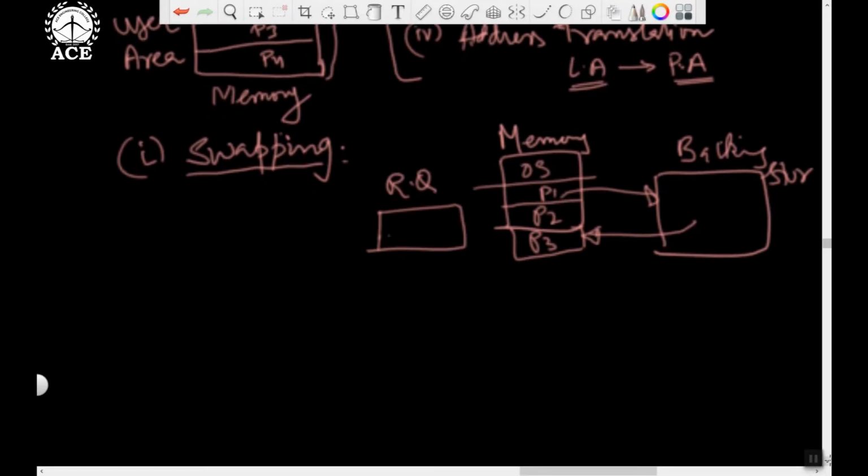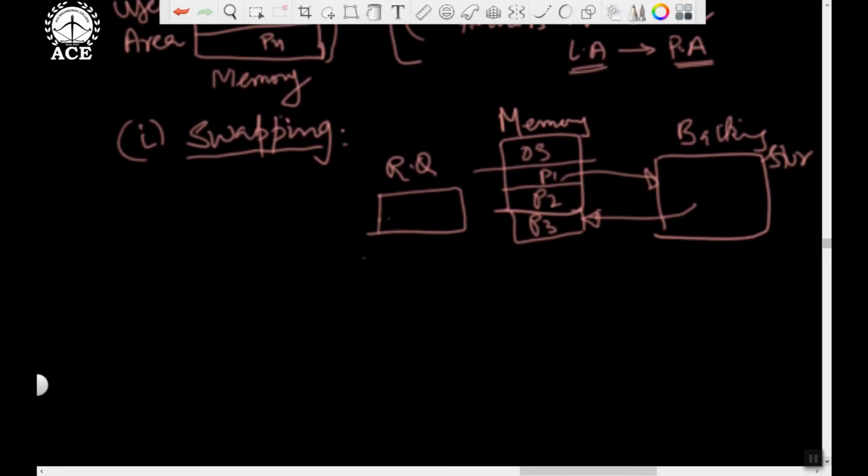This process is called swapping. So I would advise, please have a review, look at the notes and try to see the notes with regard to swapping, what are the issues. I have just given a brief introduction, a brief revision, I would say rather.